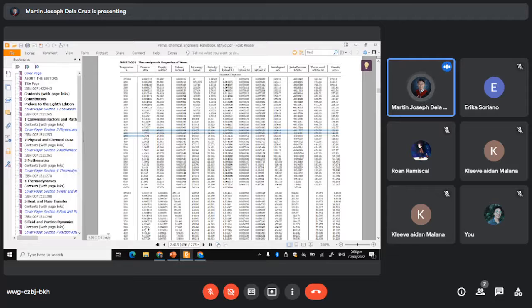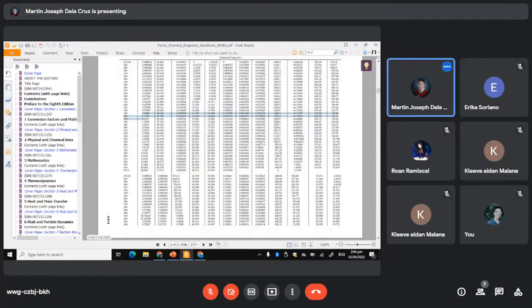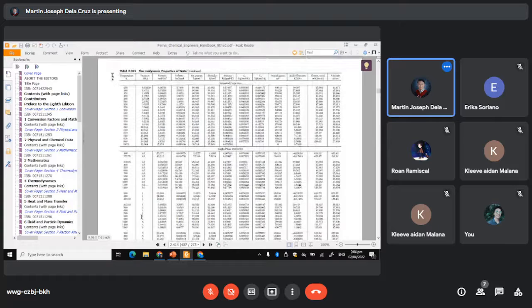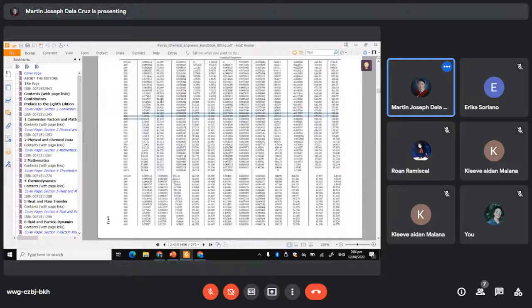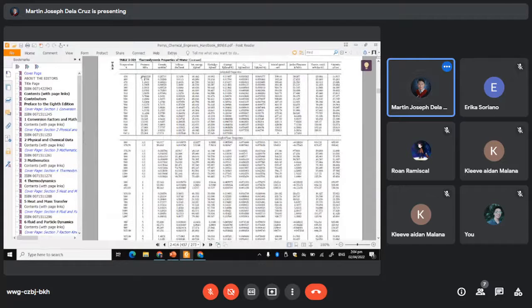Then another one for our saturated vapor. What did you record here for the saturated liquid? And for the saturated vapor, it is also here. So between 49.982 and 50.134 is what you should get.